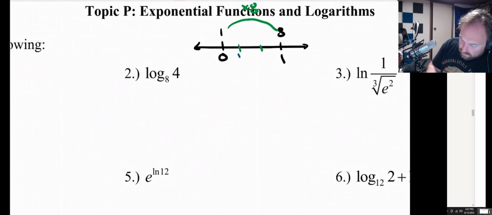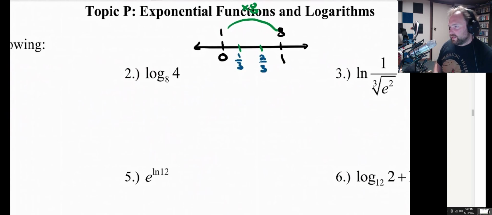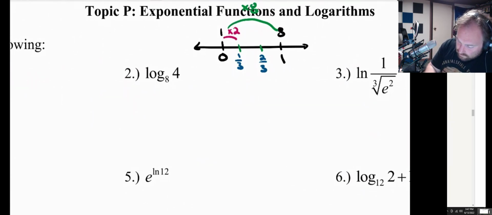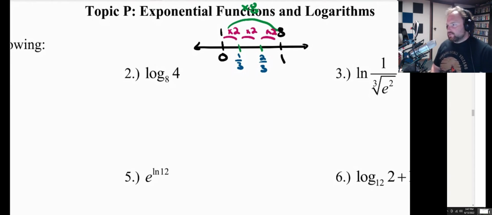And I'll show you what I mean, 1/3 and 2/3. Because multiplying by 8 is the same as multiplying by 2 3 times. Times 2, times 2, times 2. And this is my explanation as to why the answer to this question is 2/3. Because in a system that counts by multiplying by 8s, you have to go 2/3 of the way to 1 to land at 4, because we're multiplying the same thing each time. That's why the answer to this question is 2/3.